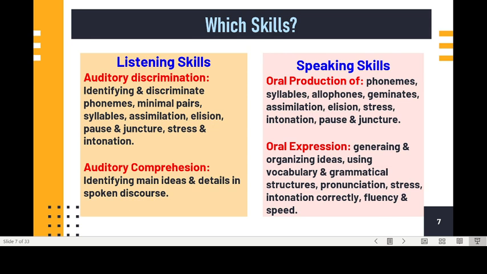Also, another skill is oral expression. Here, the students should be able to generate and organize ideas, use the necessary vocabulary and the necessary grammatical structures. Also, they should be able to use correct pronunciation, correct stress, intonation, fluency, and speed.